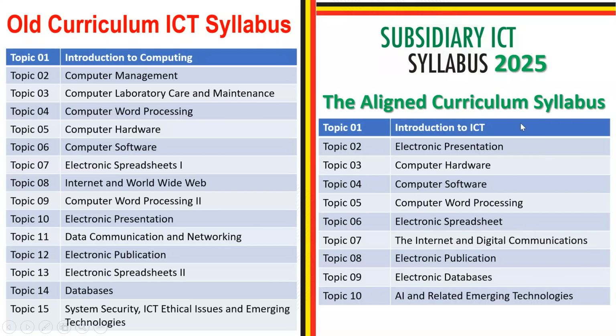So when you look at the aligned A-level curriculum, the ICT syllabus has only 10 topics. Topic 1, Introduction to ICT. Topic 2, Electronic Presentation. Topic 3, Computer Hardware. Topic 4, Computer Software. Topic 5, Computer Word Processing. Topic 6, Electronic Spreadsheet. Topic 7, the Internet and Digital Communications. Topic 8, Electronic Publication. Topic 9, Electronic Databases. Topic 10, AI and Related Emerging Technologies.